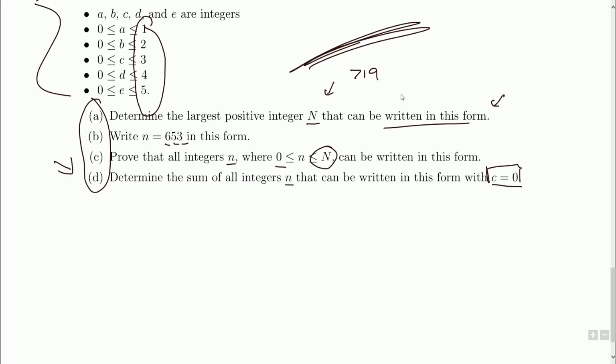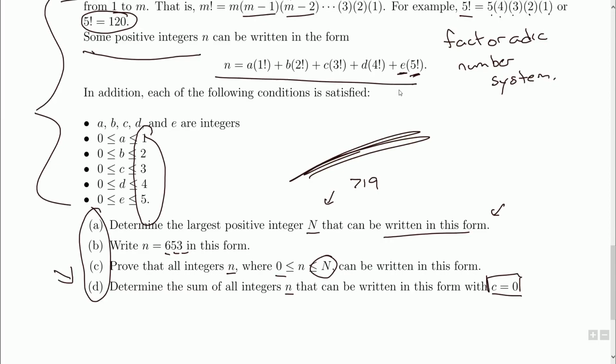Okay, now D part. Determine the sum of all integers n that can be written in the form with c equals 0. Okay. So really, what we're asking for is... I think we don't want to just say, well, what numbers have 0 for our 3 factorial. I think it's more important to say, okay, 0 is the 3 factorial coefficient. So sometimes a will be 0 or 1, sometimes b will be 0, 1, or 2, and so on. And add them up: how many 1 factorials do you have? How many 2 factorials do you have? I think that's going to be the right approach.